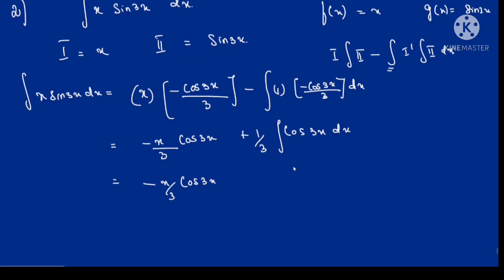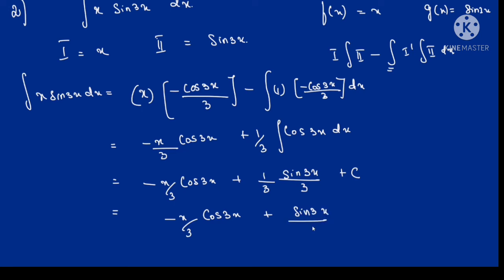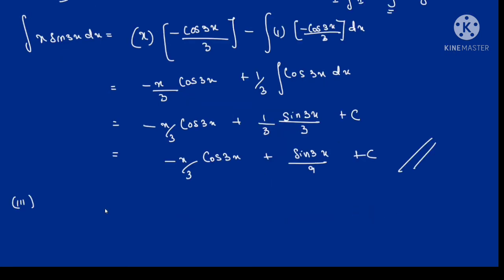Now integrate cos 3x. What is the integration of cos 3x? Sin 3x by 3. The coefficient of x is 3, you have to divide by 3. So that's it. The answer is minus x by 3 cos 3x plus sin 3x by 9. That's it. The next one, third question, 25 is a constant, x e power minus 5x dx.